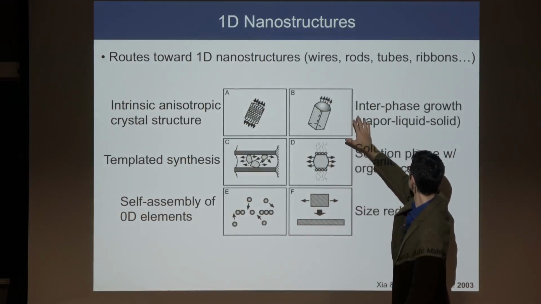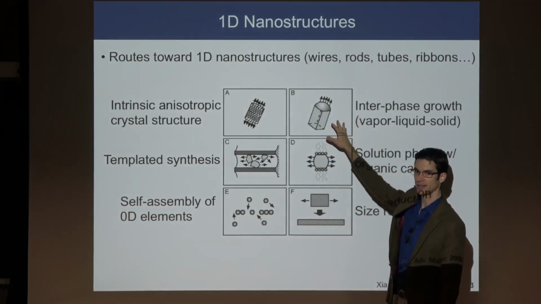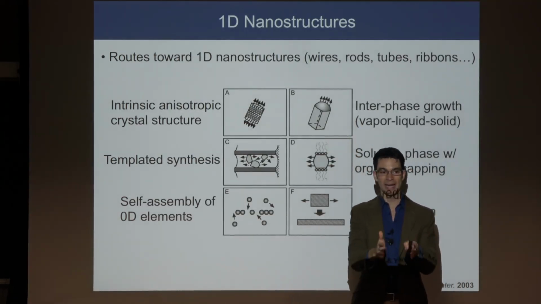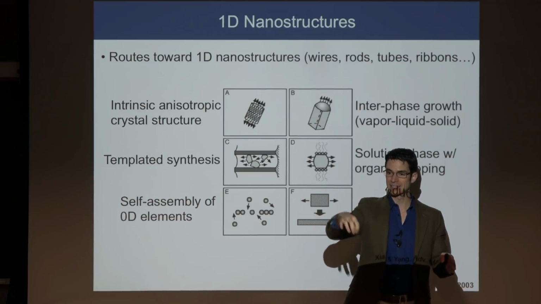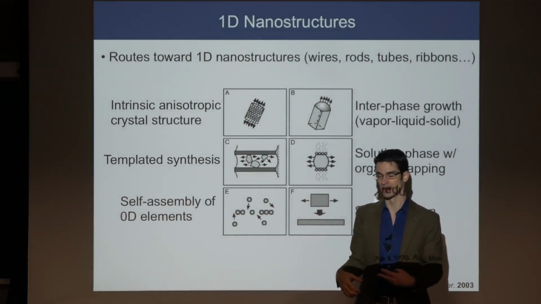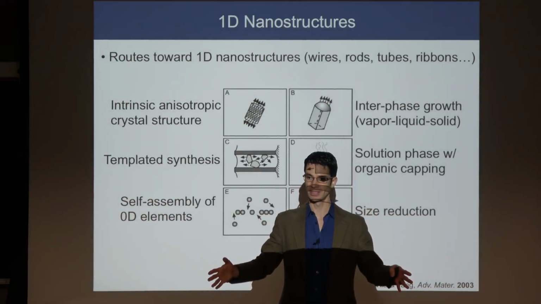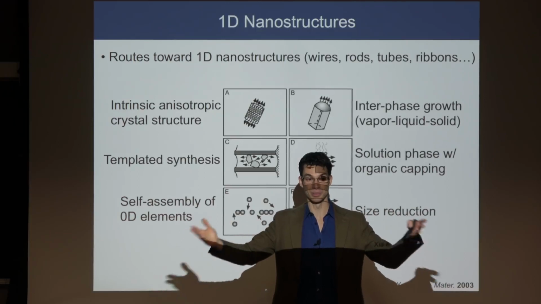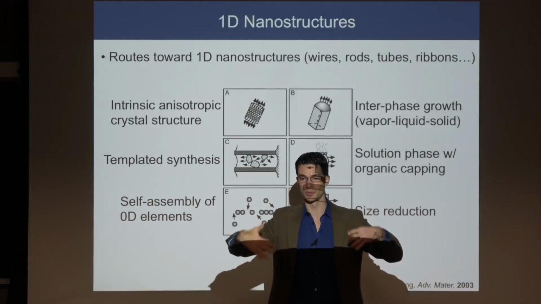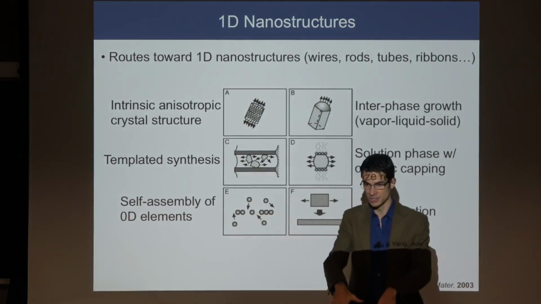You can have interphase growth. This is called the VLS, vapor liquid solid method, where you pattern, for example, catalyst particles on a surface, say a metal catalyst, and you pattern it by photolithography. Then you melt it, and then you add in chemical precursors. And the chemical precursors are converted catalytically into the structures underneath.